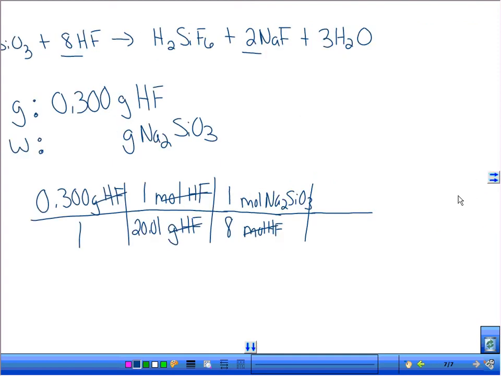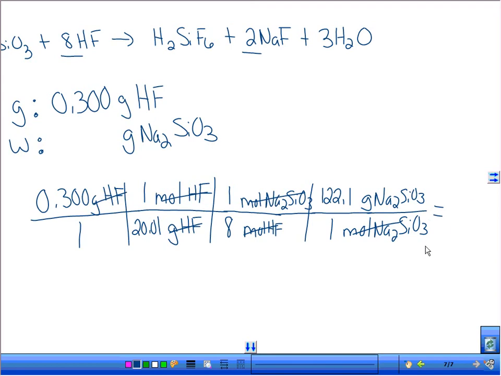Let's scoot this over a little bit. And bring down will come moles of Na2SiO3, sodium silicate, looking for grams of Na2SiO3. With this mole, because that's a gram, it's always going to be a 1. And I'm going to pull off the periodic table. I'm going to add up 2 sodiums, 1 silicon, and 3 oxygens, and that does add up to 122.1. This will cancel. And I'm just going to multiply, and then I'm going to multiply and then divide.